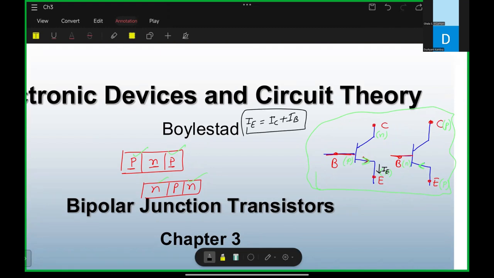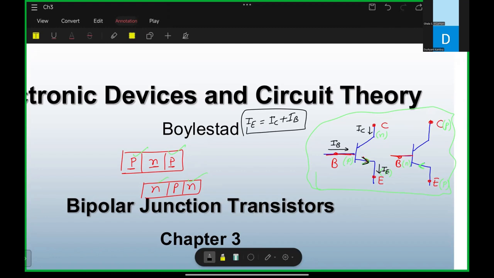So basically, IE current is emitter current because the direction of current is this one. So emitter current is going down. It means this IE current is equal to what? This IB current is going inside, and this IC current is also going inside. That's why your IE current is going out in this transistor. Did you understand this one or not? Yes.